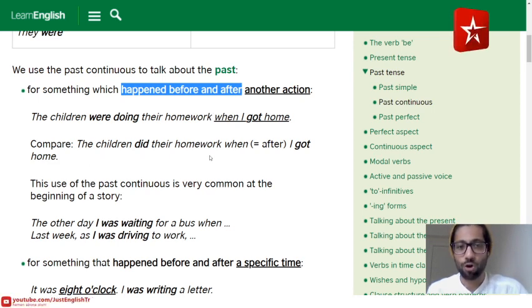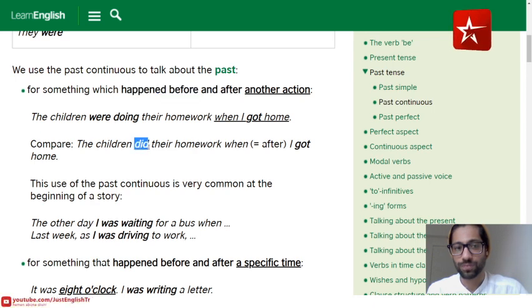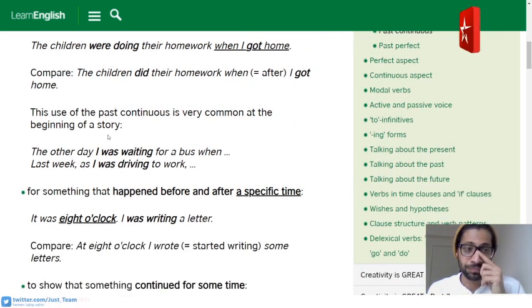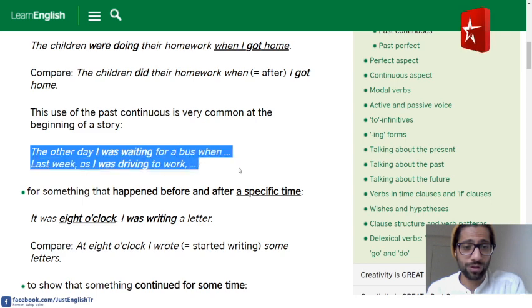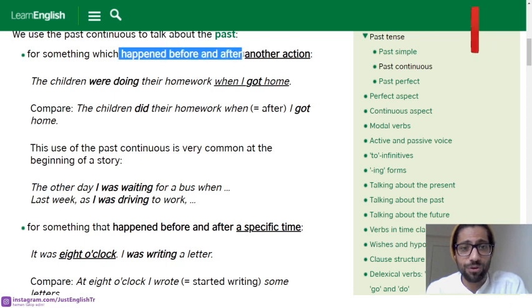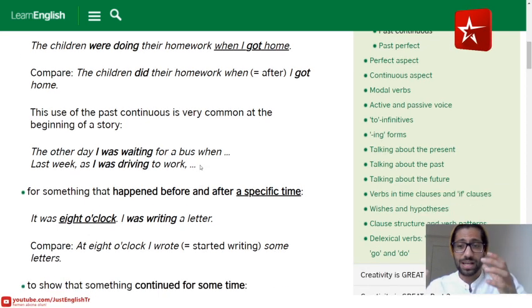Now, compare. The children did their homework when I got home. So basically, he didn't use the past simple here, because this action actually happened between 2 events. This use of the past continuous is very common at the beginning of a story. So this is what generally we use when we write essays, stories, and so on. The other day, I was waiting for a bus when something happened. Last week, as I was driving to work, which means it's a continuation of an activity before and after, and something occurred. So the first one we have here happened before and after another action. So it's like surrounding the main event. The main event in the middle, and it's surrounding it.